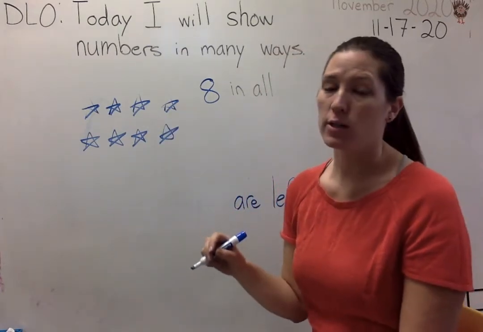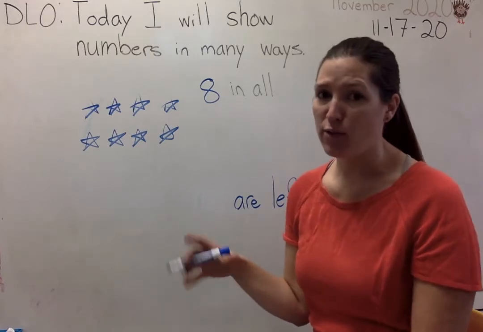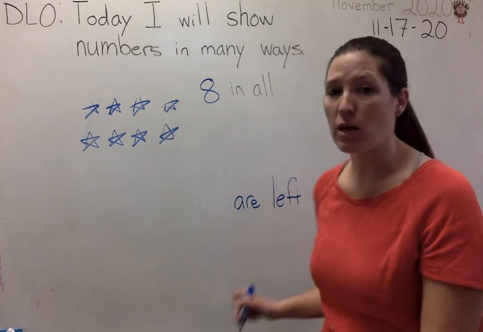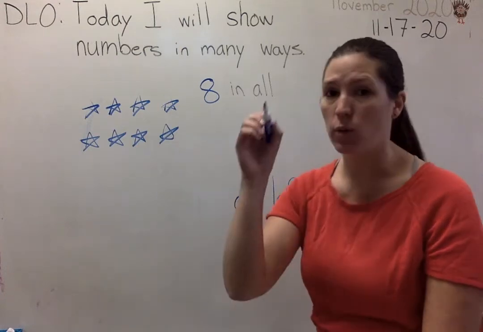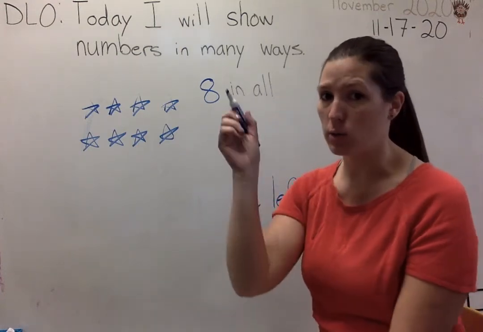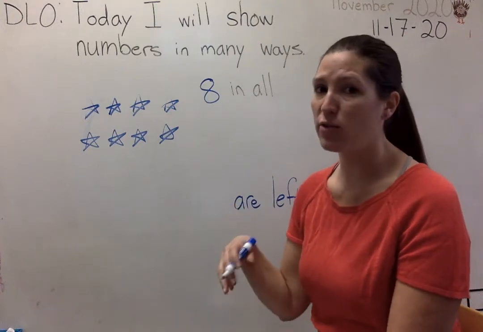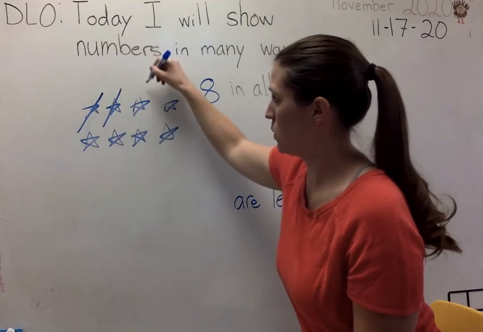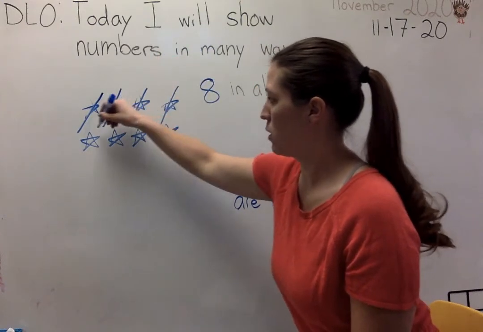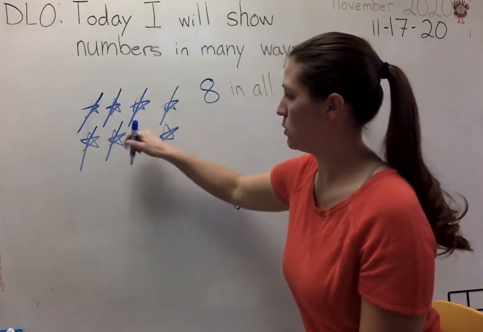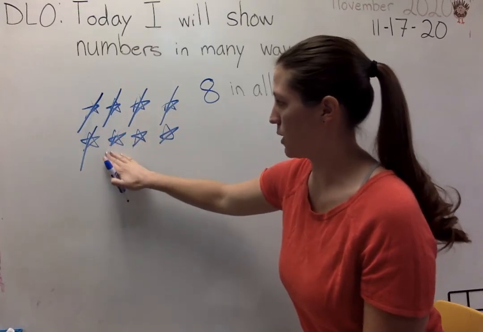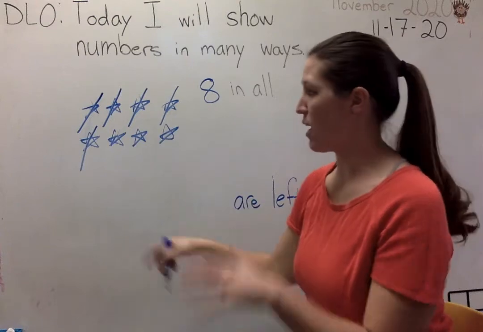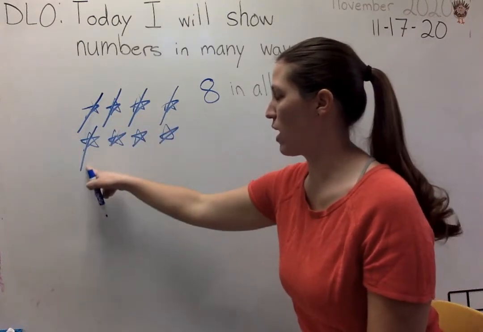I had my stars, and then 5 disappeared. 5 are gone. How many are left? This strategy I'm going to strike out. So I'm going to just cross them out. 5 stars gone. So count with me. 1, 2, 3, 4, 5. 8 in all, 5 gone.